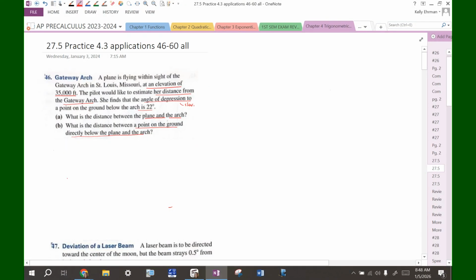So there's a lot of words here. And a lot of times the hardest thing is just to figure out, like, what is this picture? So just start with a right triangle. There's a plane up here, right? You can either draw one or just use words. And the arch is down, a point below the arch is down here. All right, so what do we know? We know that the elevation of the plane is 35,000. So that's this leg right here, 35,000.